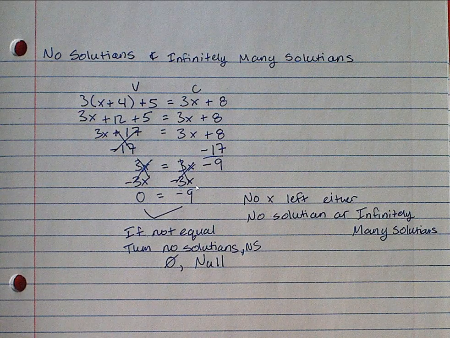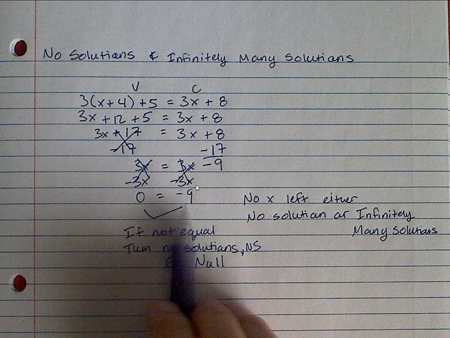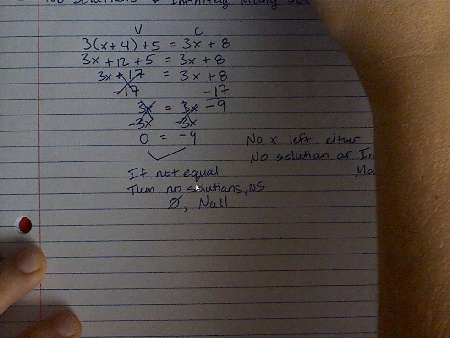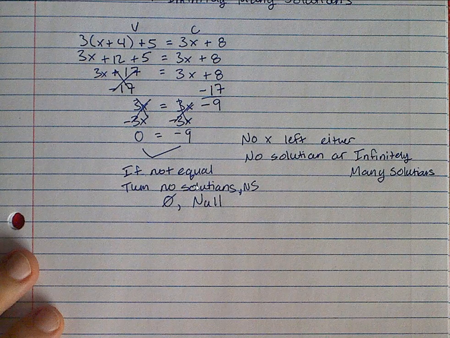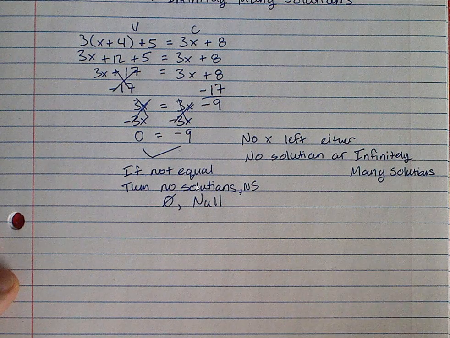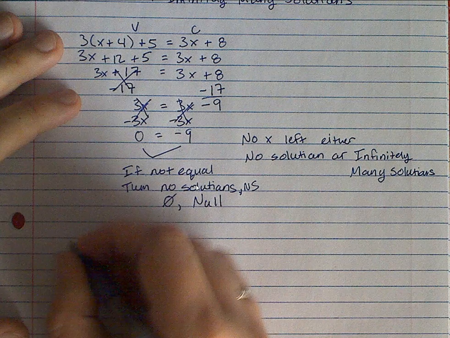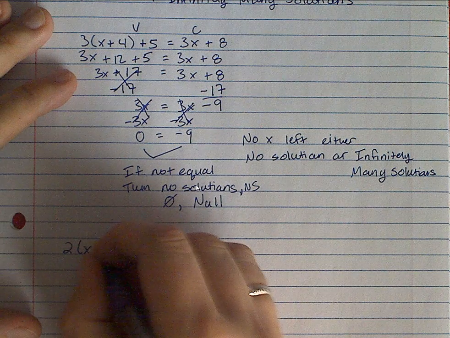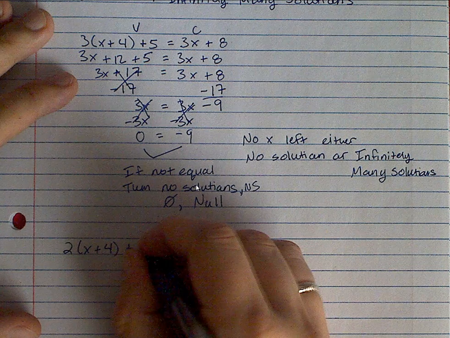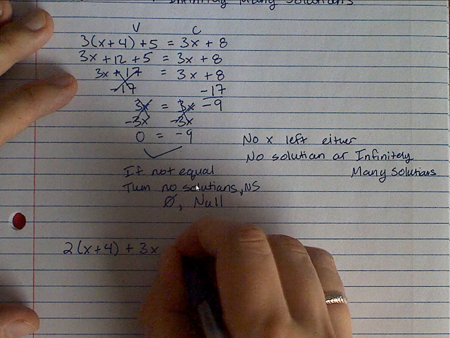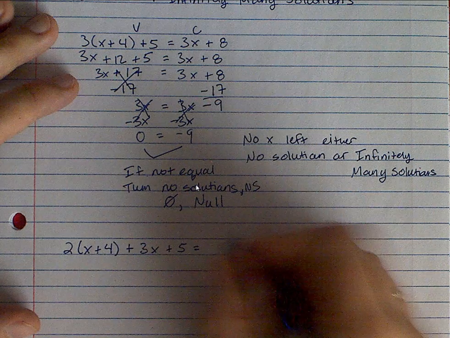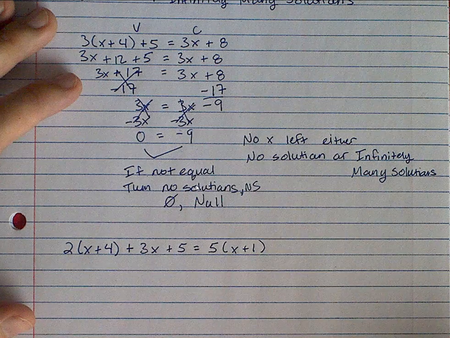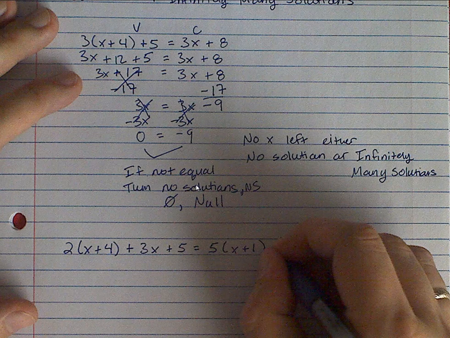Now this is if these two things are not equal. Now let's take a look at another example here, okay? So Nathan, you're going to help me out first here, all right? Okay. So this example we're going to do, let's say, 2 times in parentheses x plus 4, close parentheses, plus 3x plus 5 is equal to 5 times in parentheses x plus 1, close parentheses, plus 8.